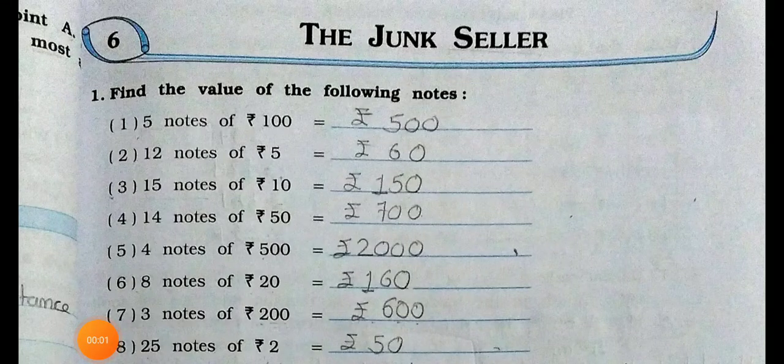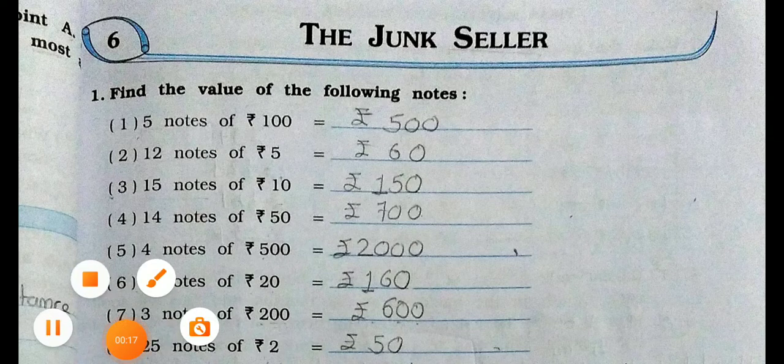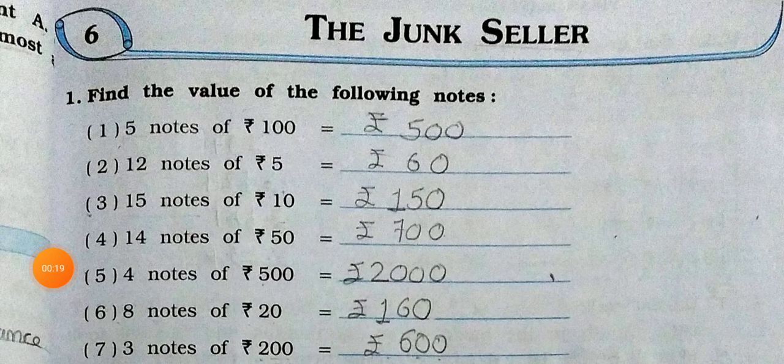Everyone, welcome back here. Standard 4 subject Mathmagic workbook. And today I'm going to explain a new chapter, Chapter 6. Chapter name is The Junk Sailor. So in this chapter you can see question number 1. Find the value of the following notes.